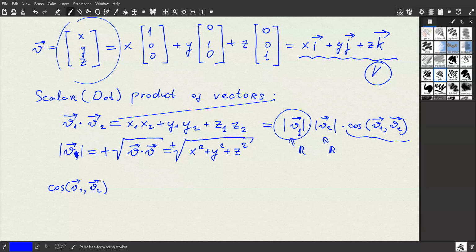Because so far we haven't introduced any angles at all. So now we say, yes, there is such a notion as an angle between the vectors, and cosine of this angle is by definition the dot product of these vectors divided by the product of their absolute values.